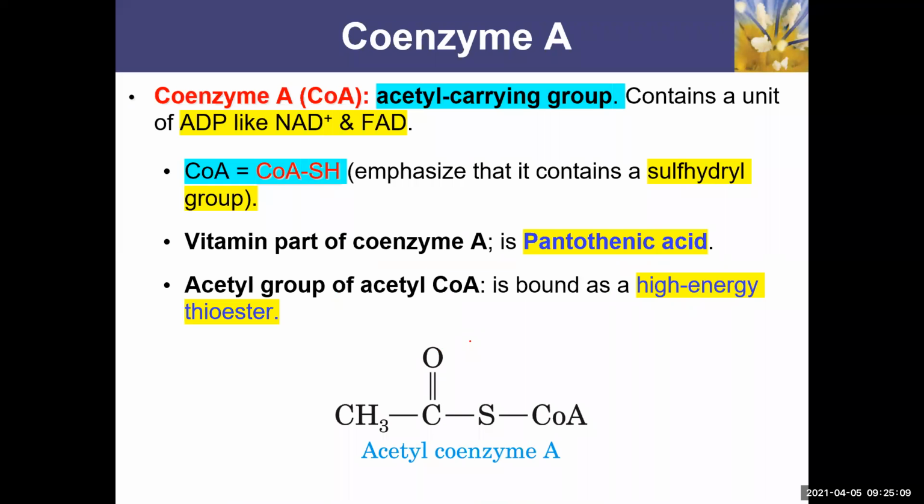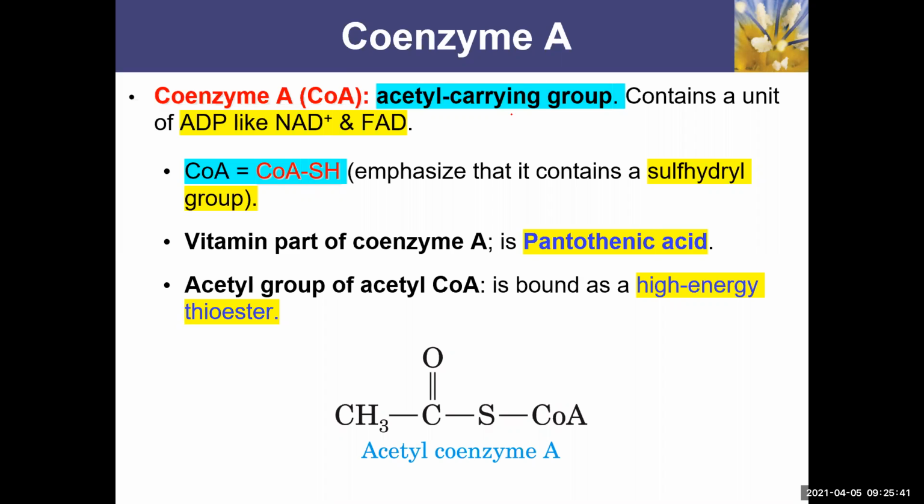Okay, now we move on to coenzyme A, right? Coenzyme A is an acetyl carrying group, and it's again a coenzyme, of course. We know that it's going to help enzymes to function, right? We already know about that. Now it transfers the acetyl group. That is the specialty of coenzyme A. It helps in transferring the acetyl group.